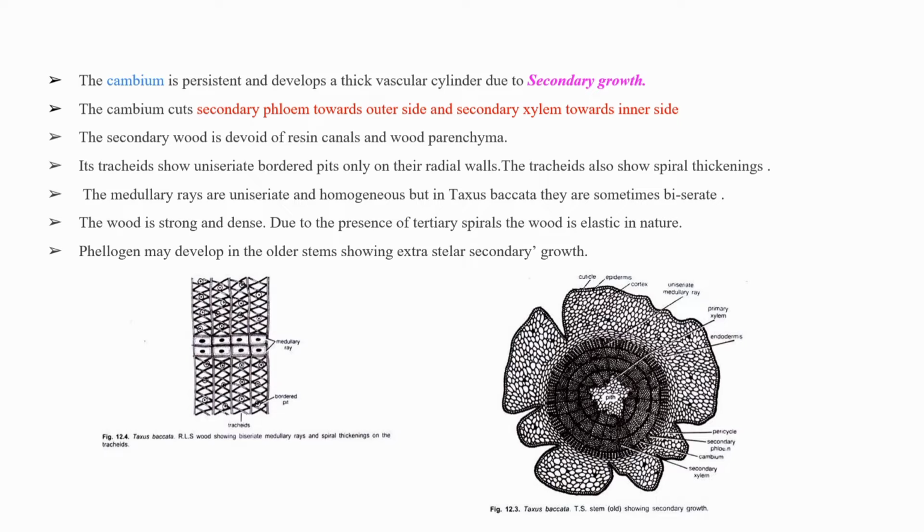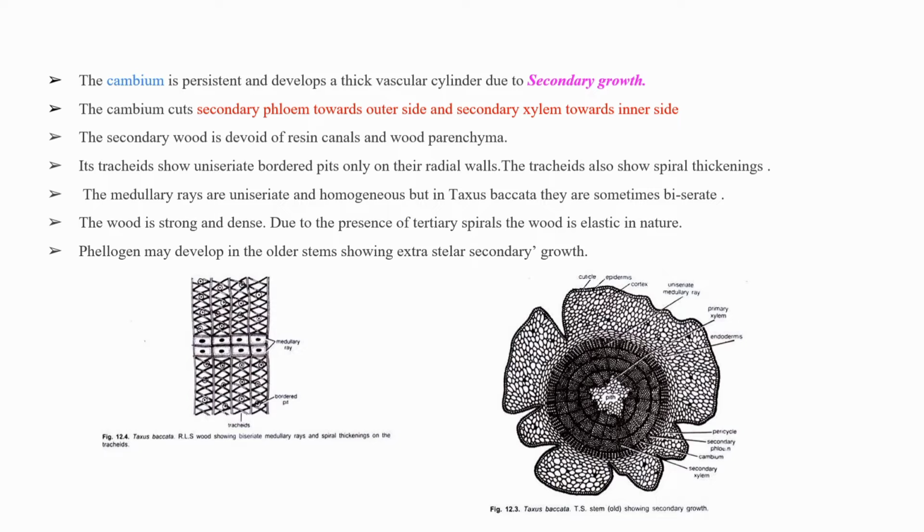The secondary wood is devoid of resin canals and wood parenchyma. Its tracheids show uniseriate bordered pits only on their radial walls. The tracheids also show spiral thickenings. The medullary rays are uniseriate and homogeneous, but in Taxus baccata they are sometimes biseriate.